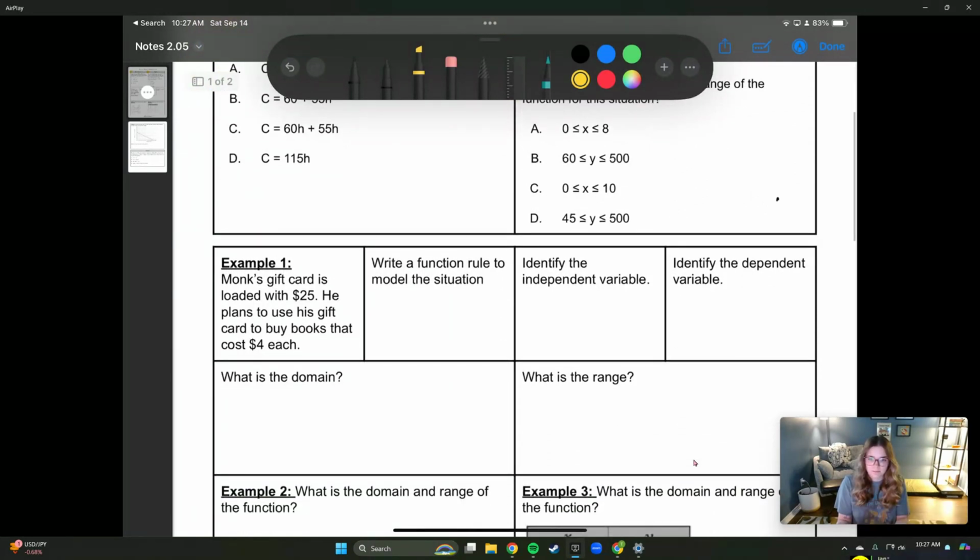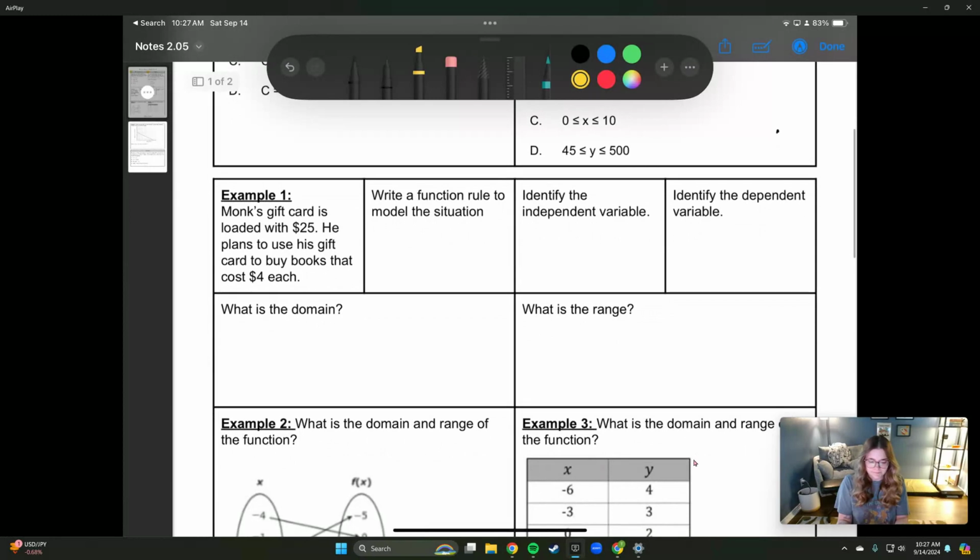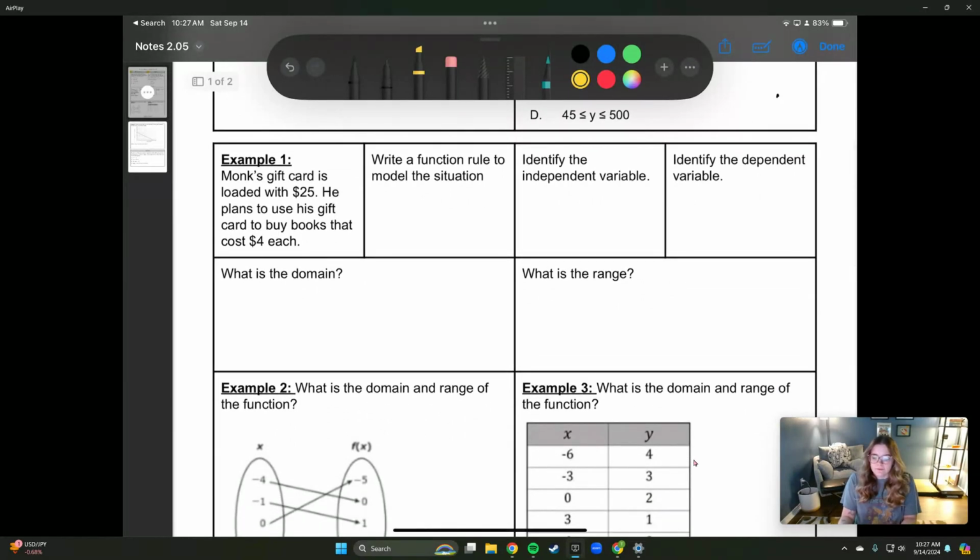Okay, example 1. Monk's gift card is loaded with $25. He plans to use his gift card to buy books that cost $4 each. So today we're going to be talking about domain and range again, but we're going to use domain and range in the context of the real world. How would I find the domain and range if I'm talking about a real life situation? Okay, so we're going to take a look.